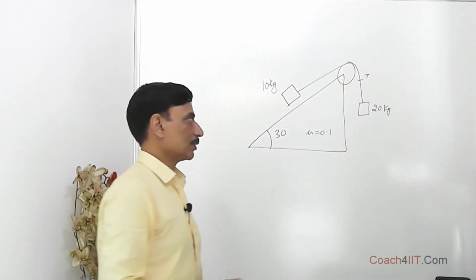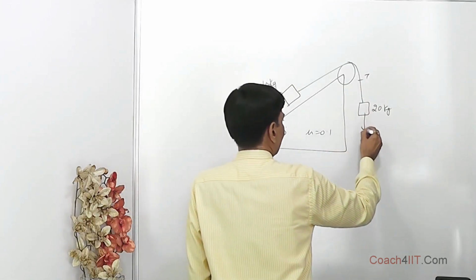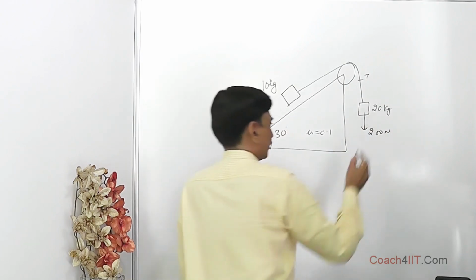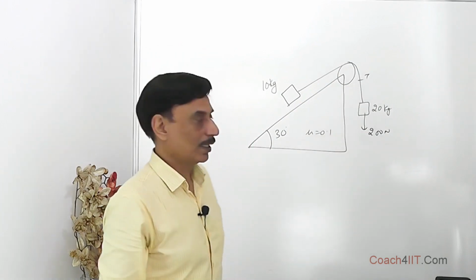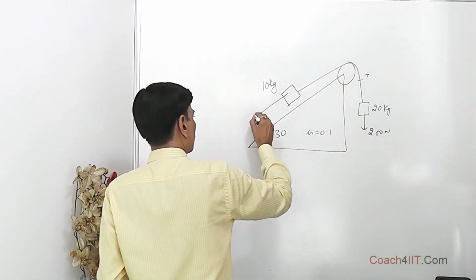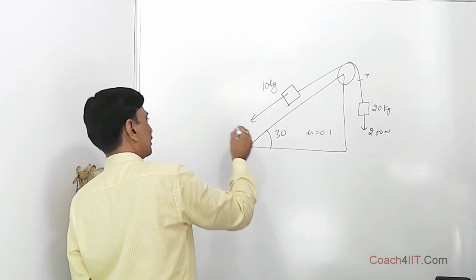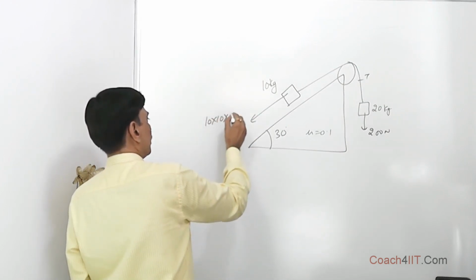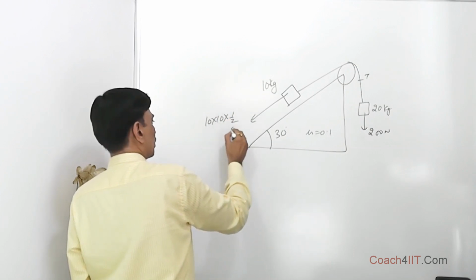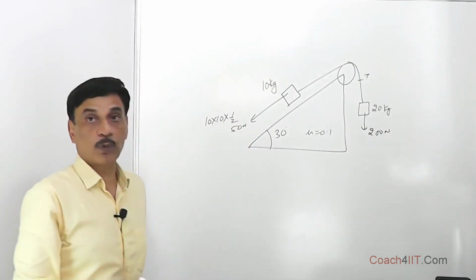So what we do is, on this side the force is 200 Newton, which is trying to move the system this way. We also see a force component of weight in this direction, which is mg sin theta. M into g we are taking as 10, into sin 30, which is half. So this is 50 Newton, the component of weight.